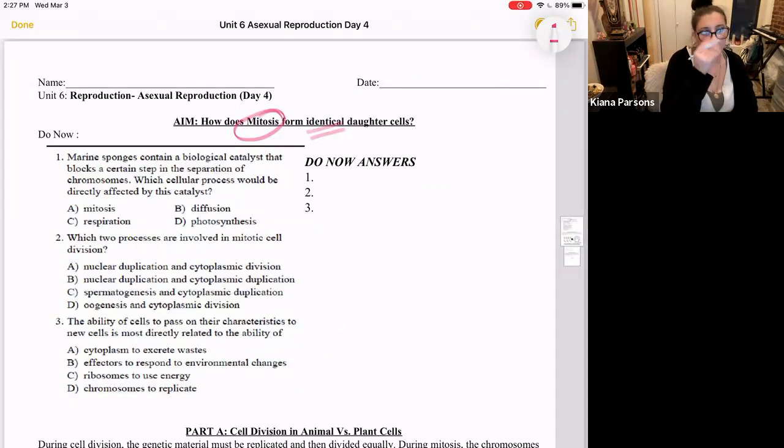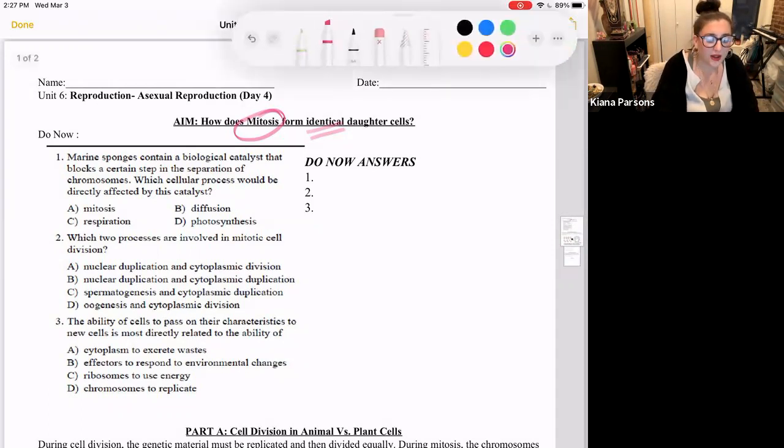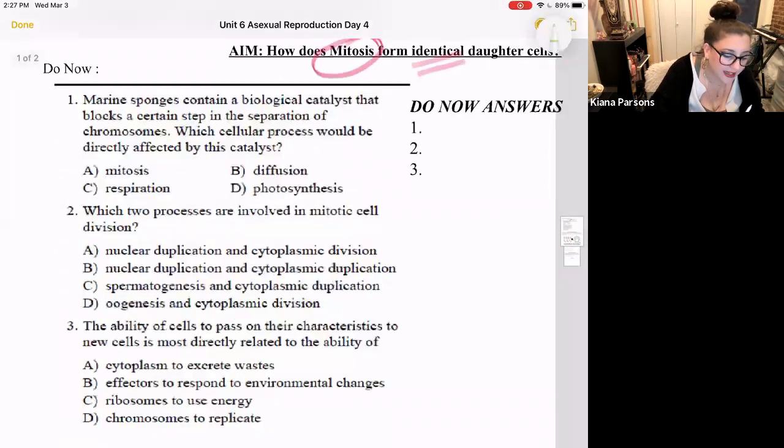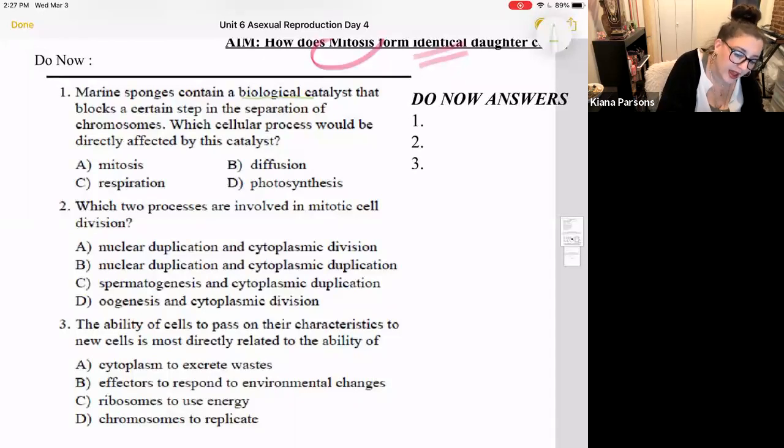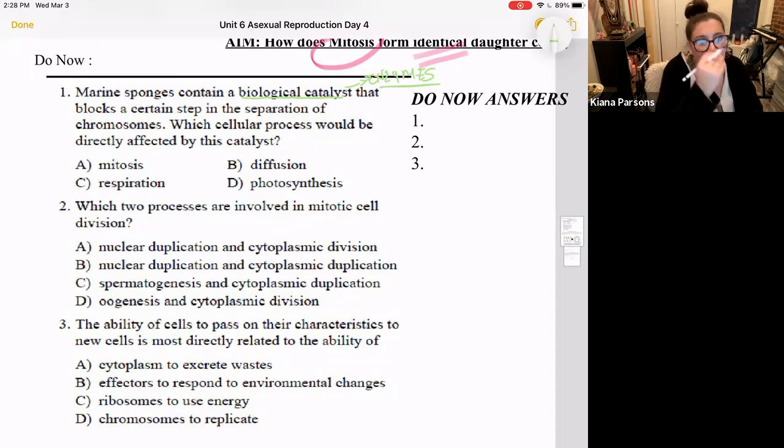So number 1. And if you want to, you can pause this video and go ahead and do these on your own and then check your answers after, but we could also do them together. So let's go ahead and talk about it. Marine sponges contain a biological catalyst, bringing us all the way back to Unit 2. You might remember that biological catalysts are enzymes, which are proteins that are involved in speeding up chemical reactions in our bodies.